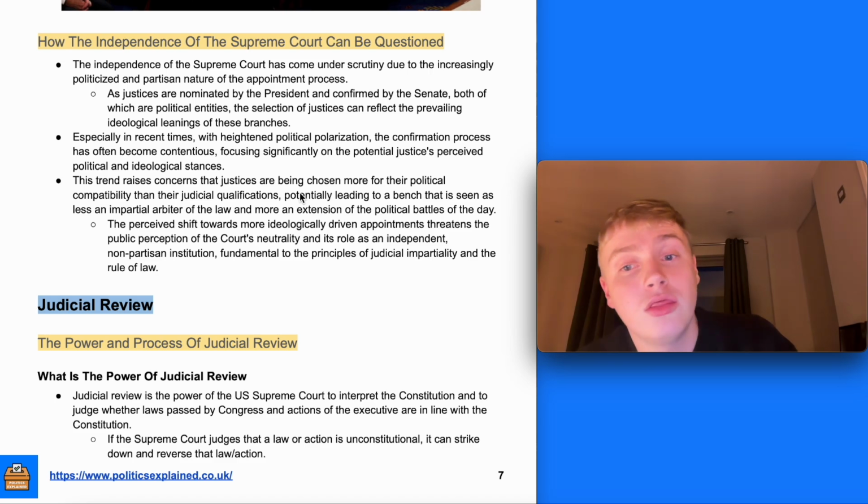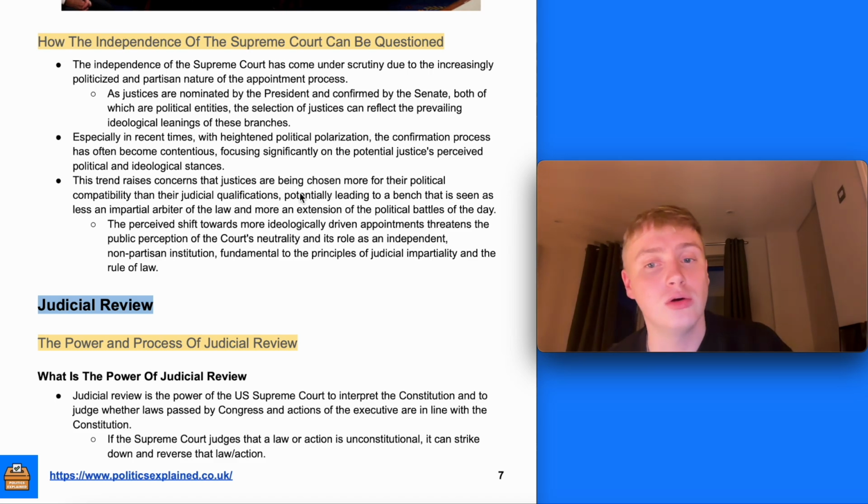For example, the Republicans are likely to nominate and select conservative justices because they're more likely to align with a lot of their key conservative principles and policy aims. For example, the overturning of Roe v. Wade was caused by the selection of a number of conservative justices by Trump.